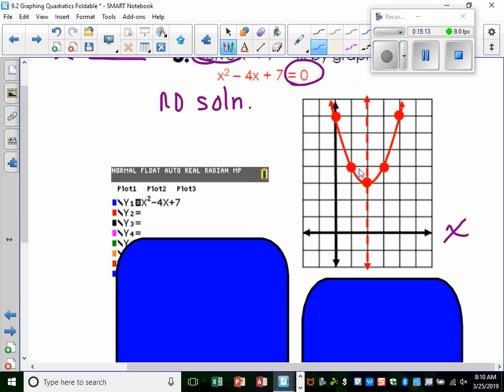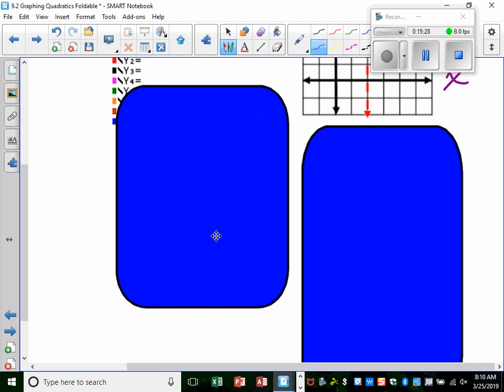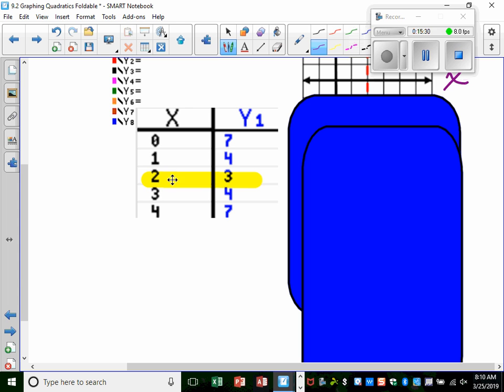Now, you can also look up here and tell what the vertex point is on your calculator. So it looks like you go over 2 and up 1, 2, 3. And there's your vertex point. So this is what I want you guys to do. In your table, you're going to have this vertex point right here. You should look for 2, 3.